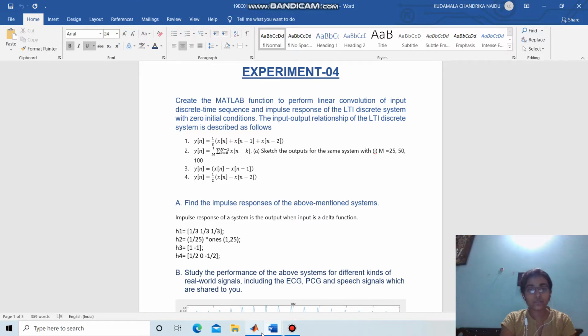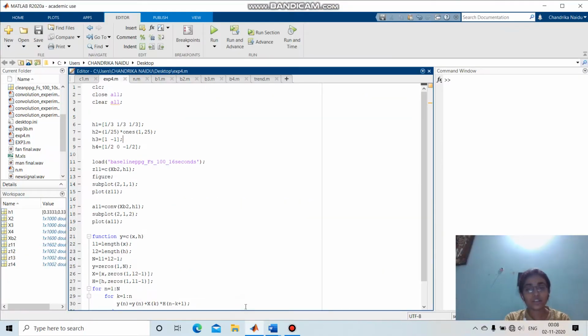So we were given 4 signals, but first, in order to perform convolution, we have described one function here, like y equals to c of x, comma h, where x is the input signal and h is the impulse response corresponding to our input signal. And we know the length of the output signal is going to be length of input signal plus length of impulse response minus 1. And we have initialized our convoluted signal with completely zeros from 1 to n.